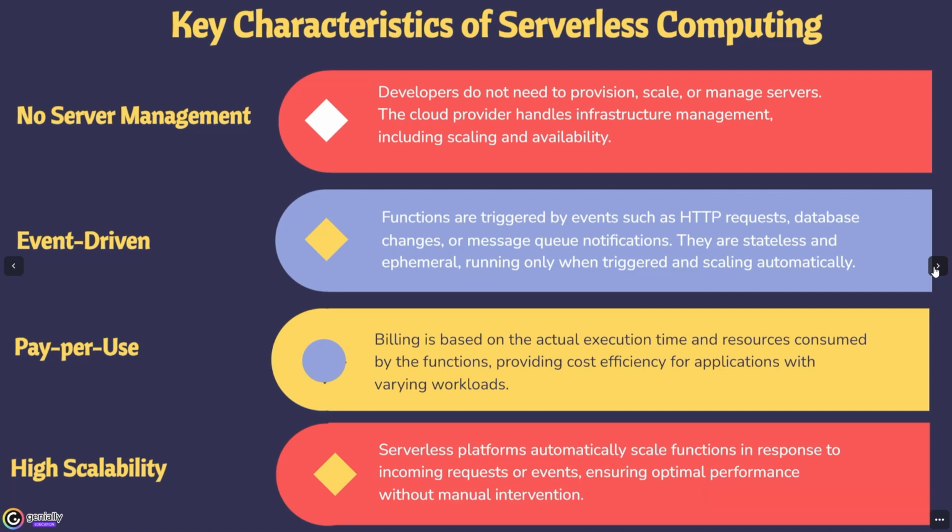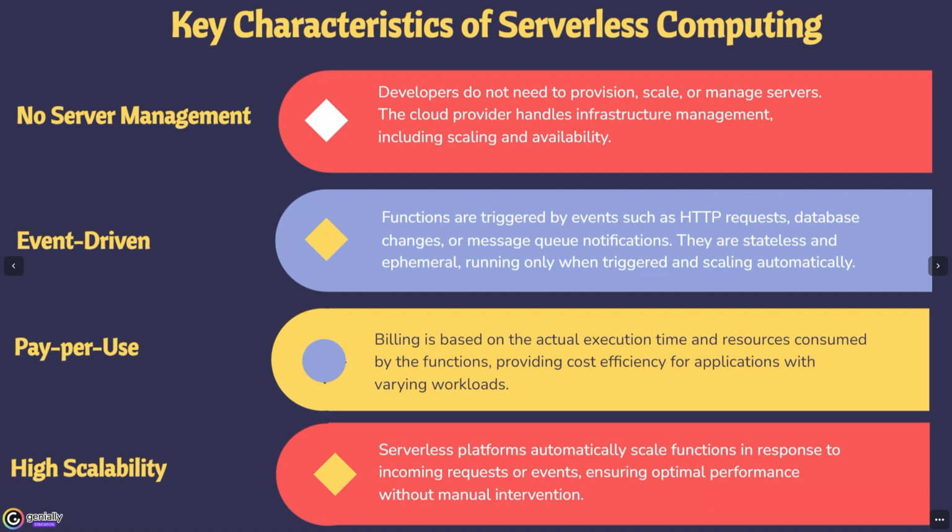Next one is event driven. Functions are triggered by events such as HTTP requests, database changes, or message queue notifications. They are stateless and ephemeral, running only when triggered and scaling automatically. Next one is pay-per-use. Billing is based on the actual execution time and resources consumed by the functions, providing cost efficiency for applications with varying workloads.